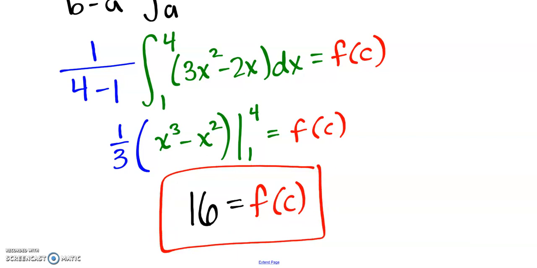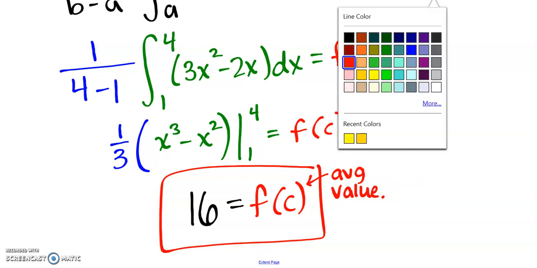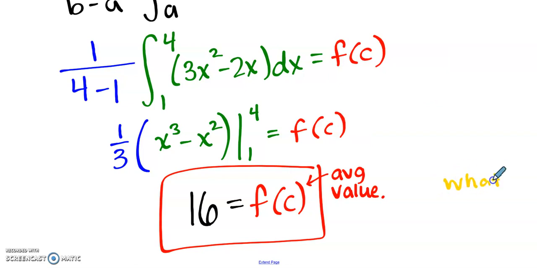Now, if I wanted to know where does that magic height occur, right? This is the average value. This is what the question asked me for. Technically, I could stop here. But if you were curious to say, hey, what is c? You could take your function, evaluate it at c, and set it equal to that height and work backwards to figure out what input c gave me an output of 16. But again, not necessary, just pointing out that it would be possible.